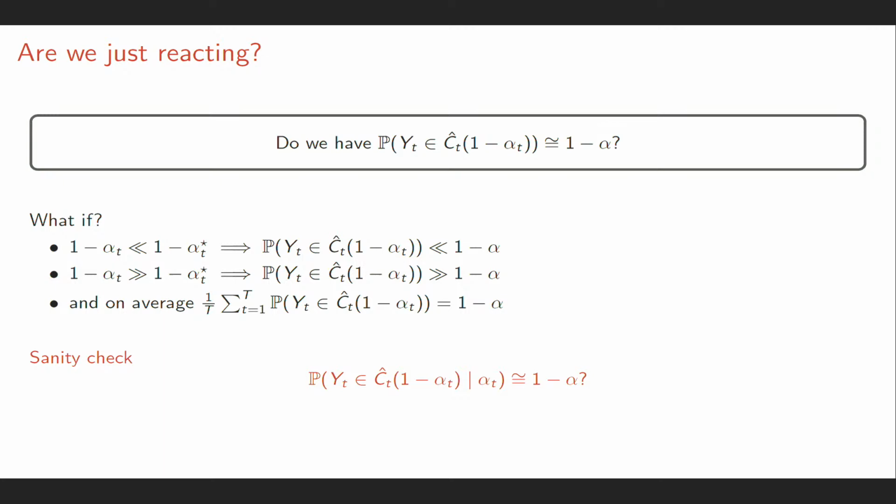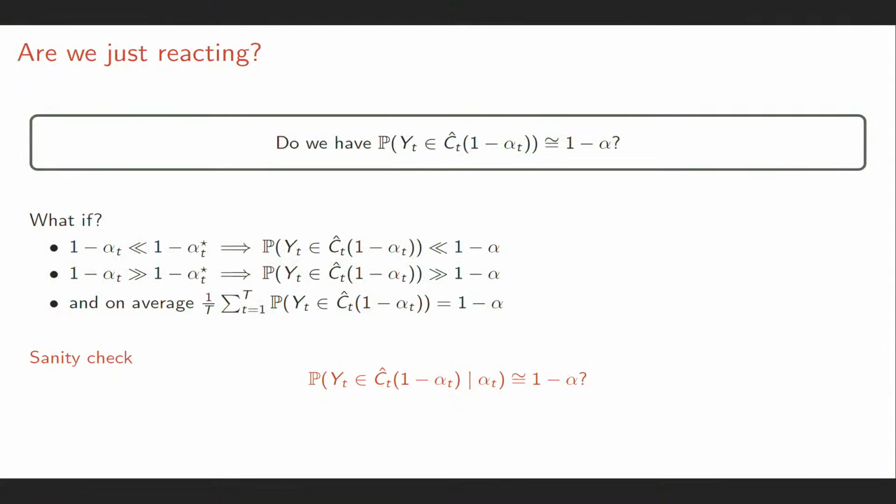So I wanted to make sure: when 1 minus alpha t is much below the target, do I do this because I want to correct errors I've made? I had a lot of errors, so now, no matter what, I'm going to be correct a lot of times. And vice versa, I was too conservative, now it's time that I make errors. Is this happening? Because if all I'm doing is correcting errors, not paying attention to the future, that's not interesting. But this is not what happens.